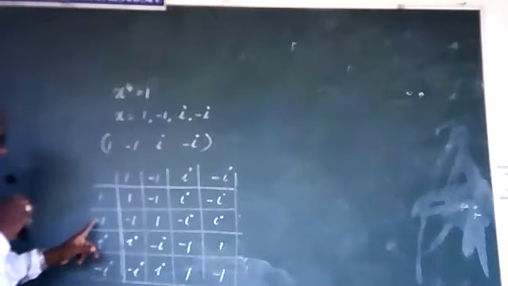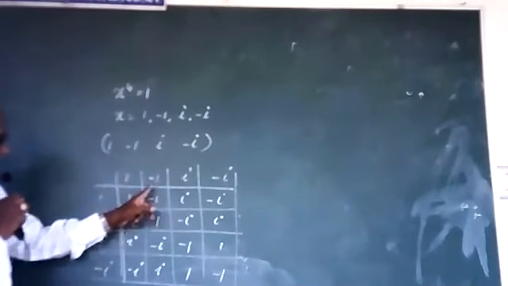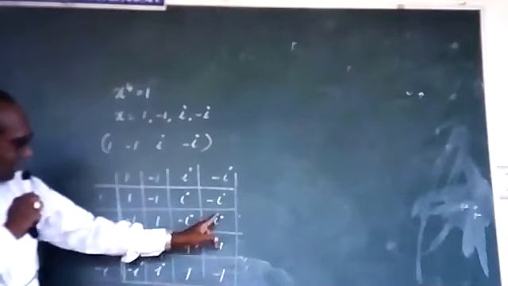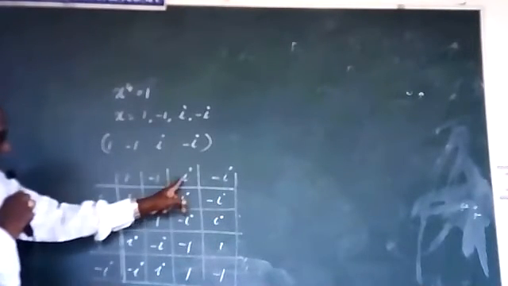Third one, each element should have its own inverse element. Minus 1, its inverse is minus 1. For i, its inverse is minus i. For minus i, its inverse is i. For 1, its inverse is 1. Therefore, all the elements have their own inverse elements in the group, so the third condition is also satisfied. And the fourth condition, associative law. Multiplication is always associative. Therefore, that is also proved.